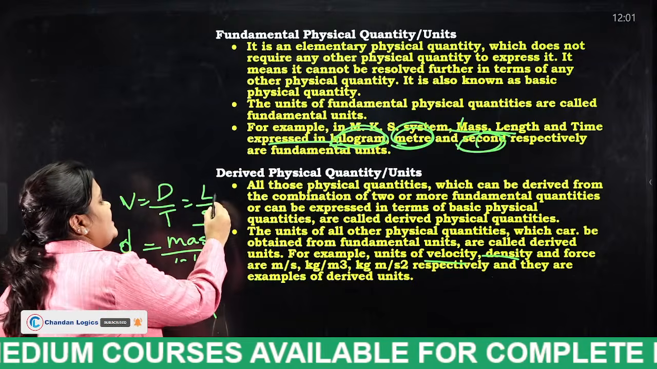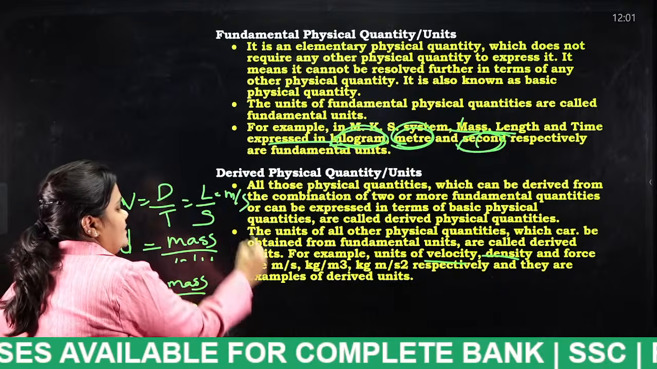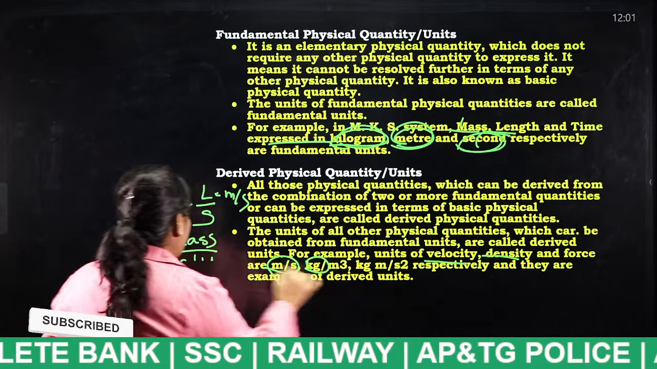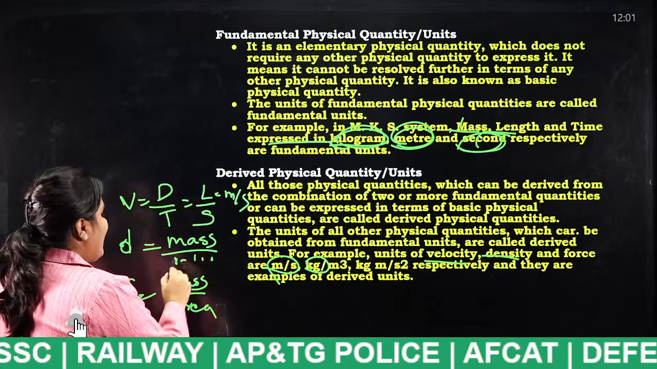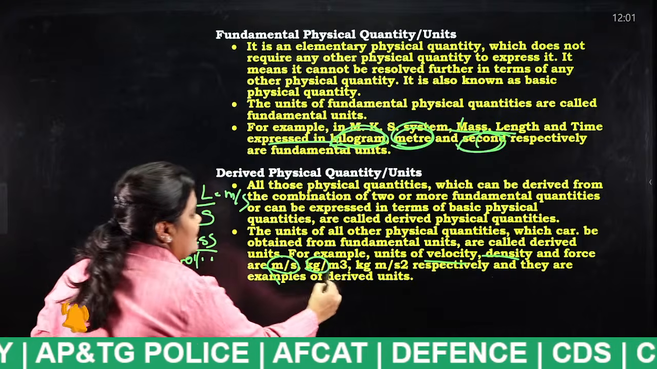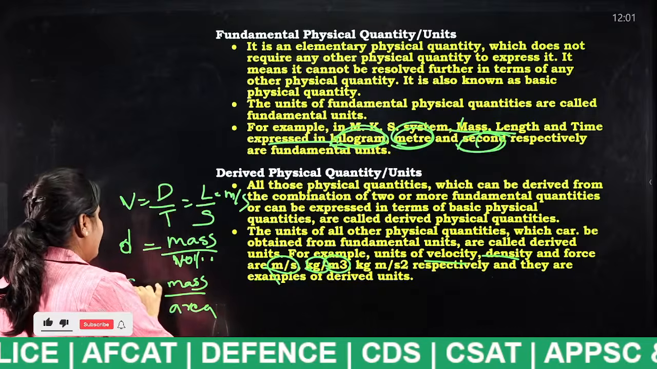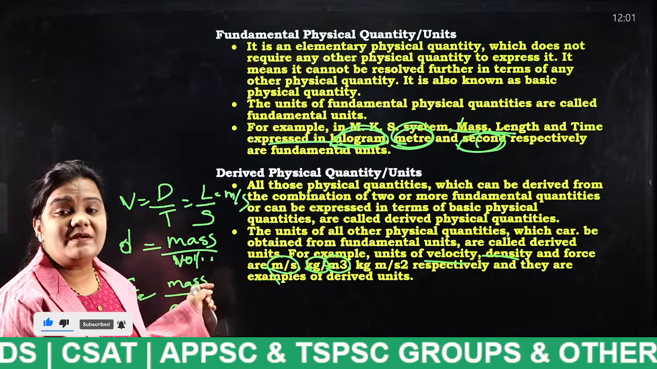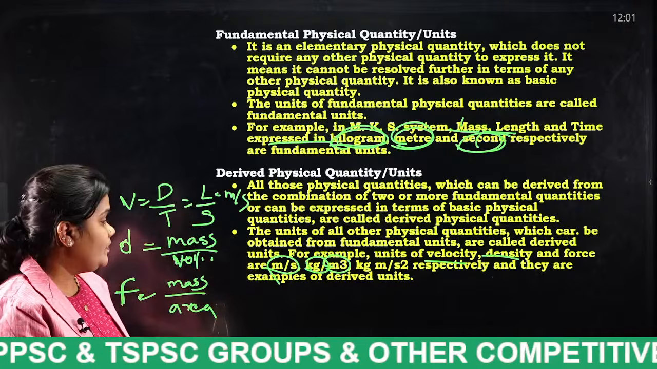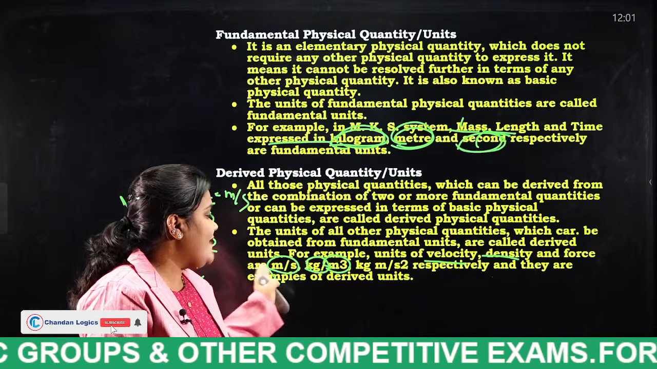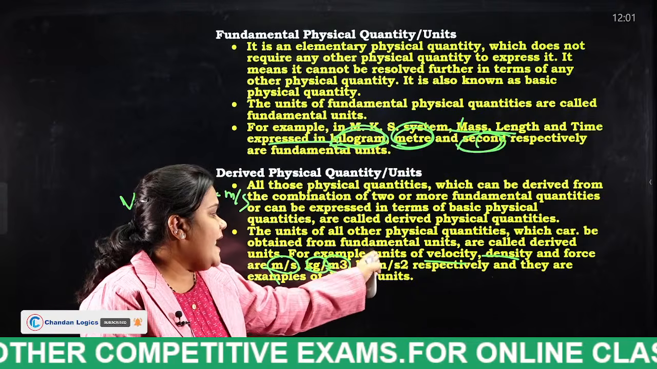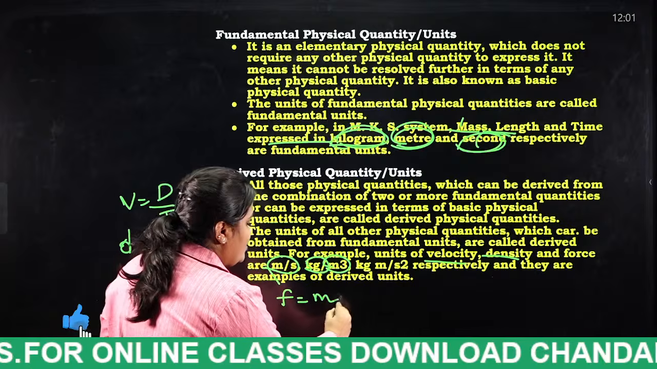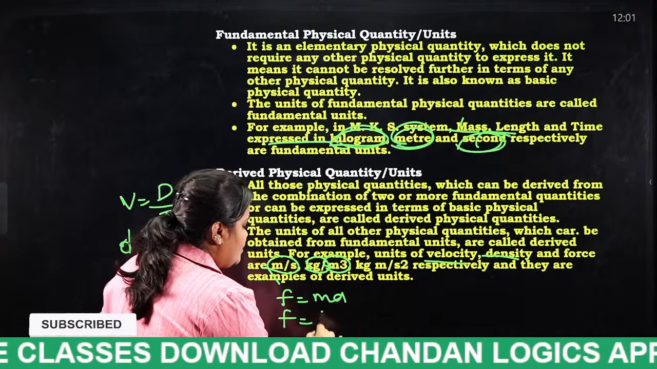So, length is measured in meters, time in seconds, so velocity is in meters per second. Similarly, mass is measured in kg, and density is what? Mass by volume. Volume is measured in cubic meters. And in the same way, this is what? Force. F is equal to ma, right? So F is equal to kg times acceleration.